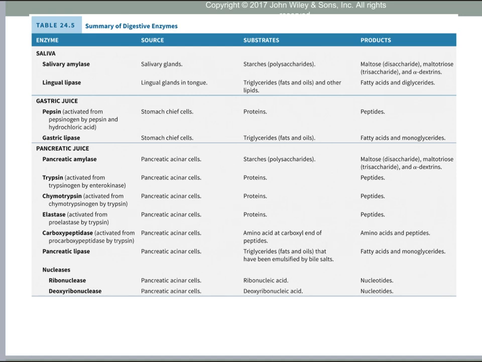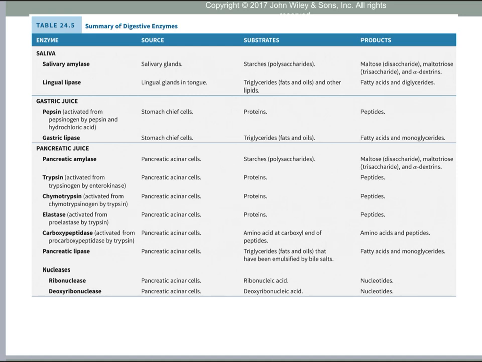Table 24.5. This table is going to summarize our digestive enzymes. Now, while there's a lot more information in here than we are required to know, we are going to spend some time talking about the enzymes, what activates them, sources, substrates, and products. Again, some of these products we could keep some general knowledge. We're not going to go too crazy with specific names of disaccharides and trisaccharides, things like that.